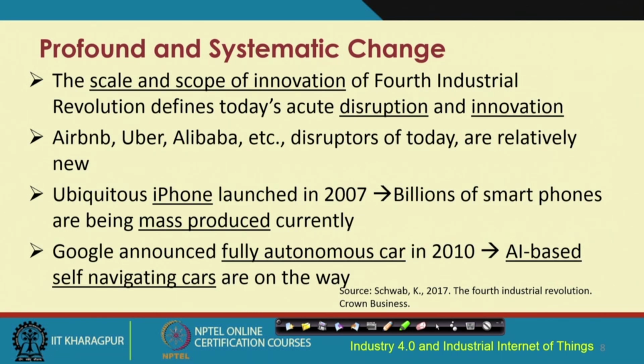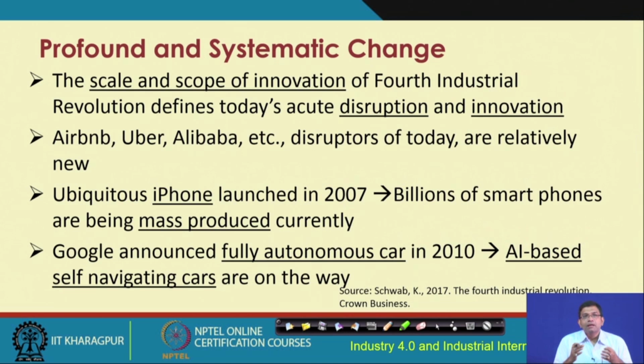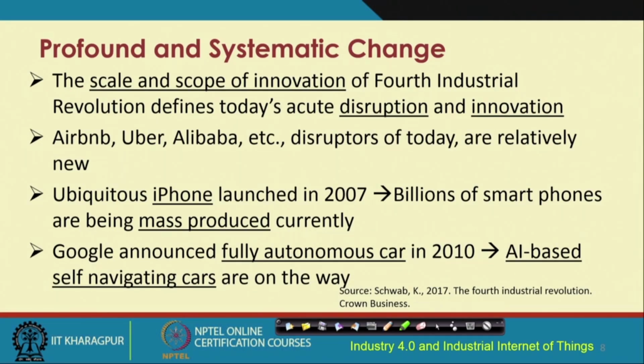So, there has been some profound and systematic change in the fourth industrial revolution. This change has been in innovation; disruptive technologies have been introduced, and this disruption and innovation has happened in both scale and scope. So, scope has increased many folds and the scale has also increased. The number of disruptive technologies, their different dimensions, and the innovations etc., all of these have been possible with the introduction of all these newer technologies that we discussed a little while back. So, the scale and scope of innovation of the fourth industrial revolution has defined today's acute disruption and innovation in technologies and the transformation of industries accordingly.